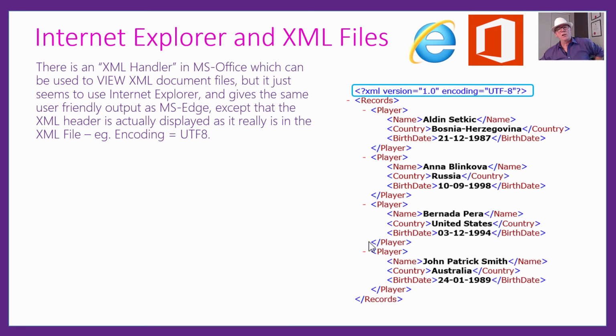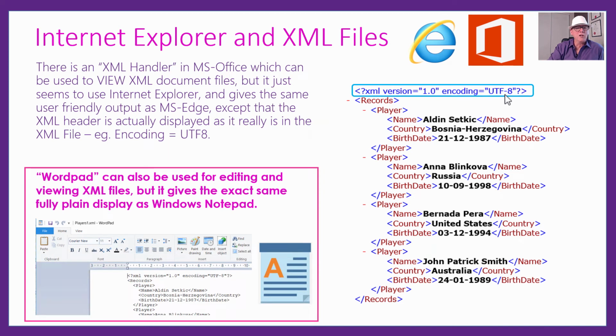So Internet Explorer: when you're in Windows 10, I found that there's an orange Office thing called the Office XML Handler. When you click it, you just see the old Internet Explorer symbol. So it's just using Internet Explorer. And it's virtually identical to Microsoft Edge. The only difference is the encoding. It actually keeps it as UTF-8. It doesn't bother saying, oh, this is all in English and it's actually the old Latin 1 standard. It doesn't give us that unnecessary conversion information.